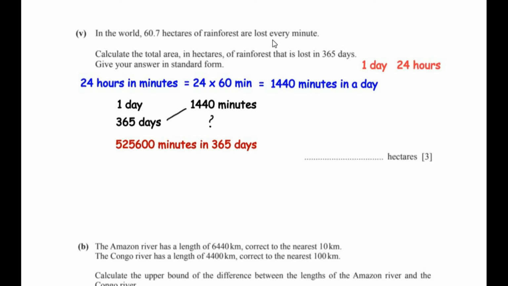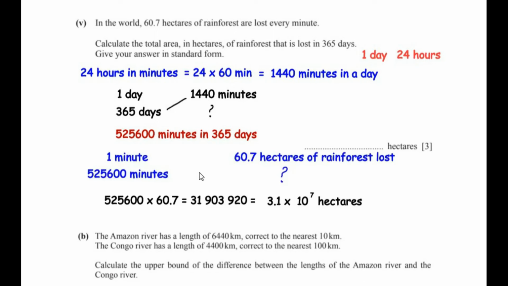Now here, every minute 60.7 hectares of rainforest is lost. Then in 525,600 minutes, let us see how much area of this rainforest is lost. So here again the cross multiplication method can be used. That is, in 1 minute if 60.7 hectares of rainforest is lost, then in 525,600 minutes, how many hectares of rainforest is lost? That is, again cross multiplying these two numbers, we get the value as 31,903,920 hectares. Now it is mentioned that we have to write the answer in standard form.